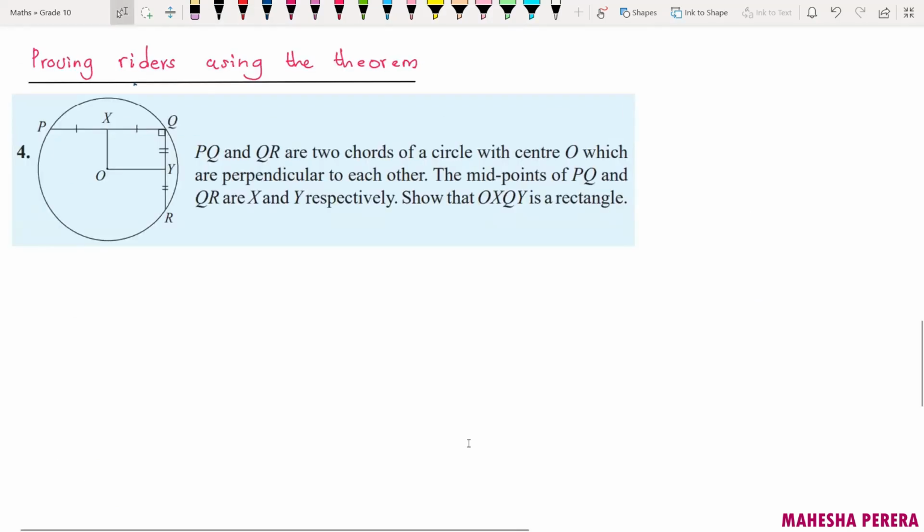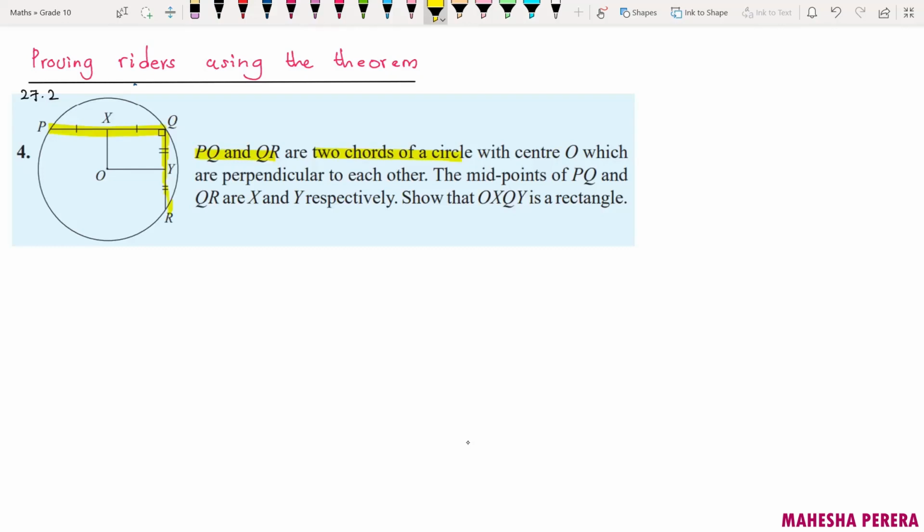Now let's prove riders using the theorem. Here I have taken the fourth question from your textbook, exercise 27.2. PQ and QR are two chords of a circle. Where are these chords? PQ is over here and QR is here.